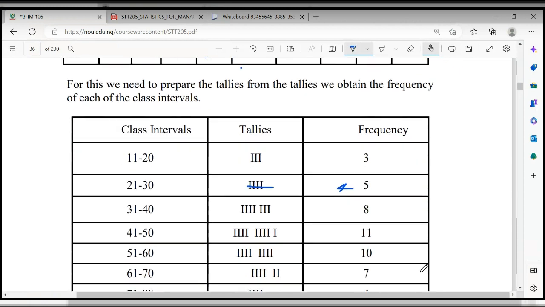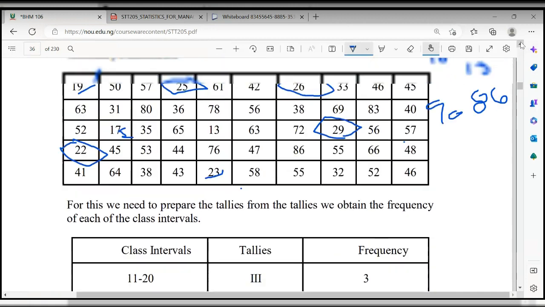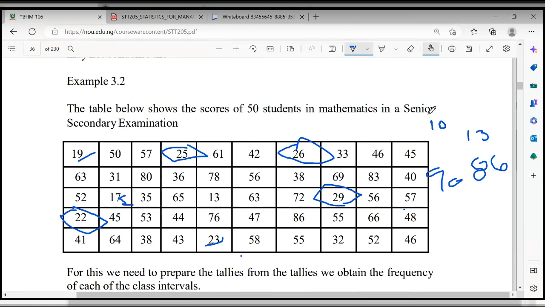Then that's how you keep doing it. 35, 21, 31 to 40. Let's begin to check. Okay. So 31. This one is there. 33, 31, and 36, 38.